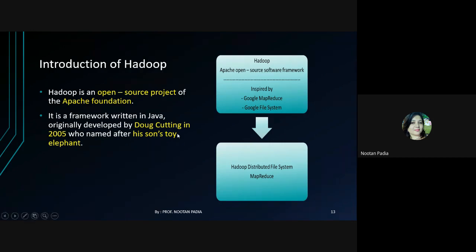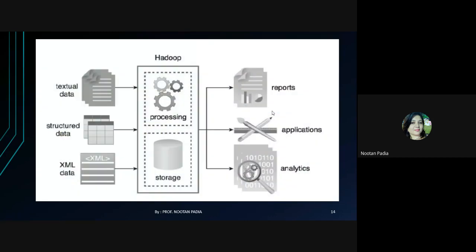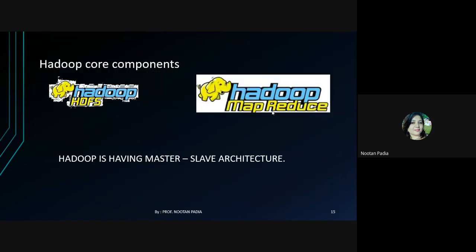In this there are two main core components: the HDFS and the MapReduce. These concepts are taken from the Google MapReduce and the Google File System. So as I told you, there are two core components of Hadoop, that is HDFS and MapReduce.